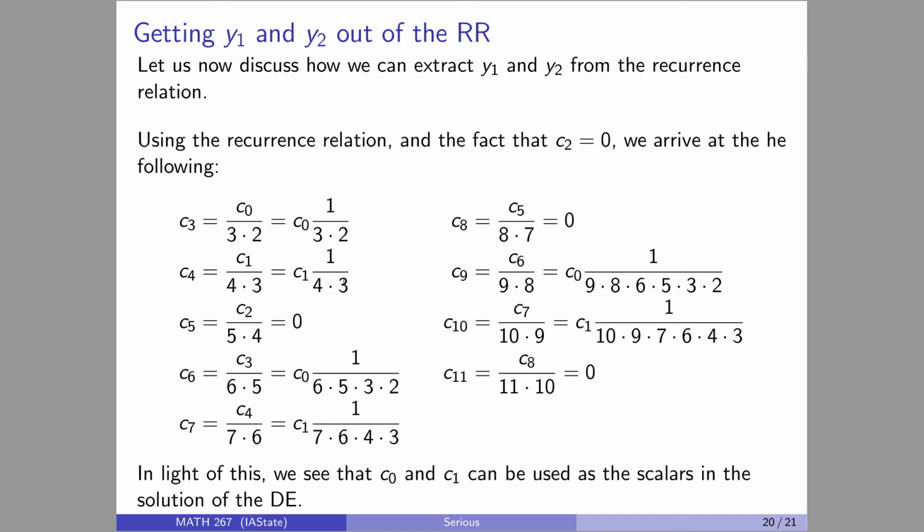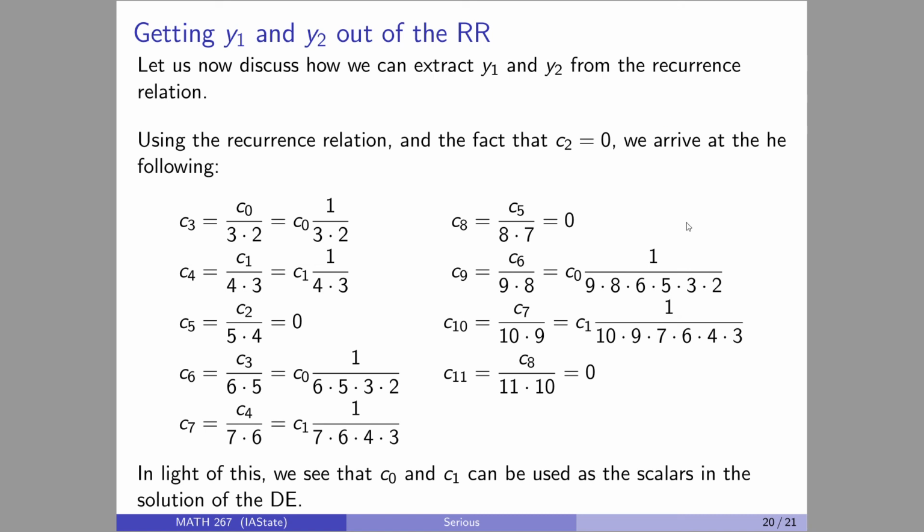C1 shows up. There's C1, C1, C1. C0 shows up. The fact that C2 is 0 makes a bunch of terms 0 out. And so if we look at these, we see that C0 is associated with certain terms. C1 is associated with certain terms. So I have two undetermined coefficients, right? I have two unknown constants. I can use my two unknown constants to make my two-parameter family of solutions.